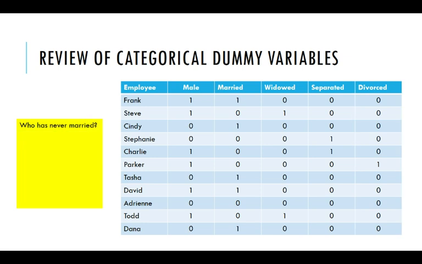Now, can we figure out from this data set who has never married? Who is basically in that baseline category? So remember, the omitted category is never married, and that's the baseline for comparing the others. So can I figure out who has never been married? So take a second, look at this, and see if you can figure that out.